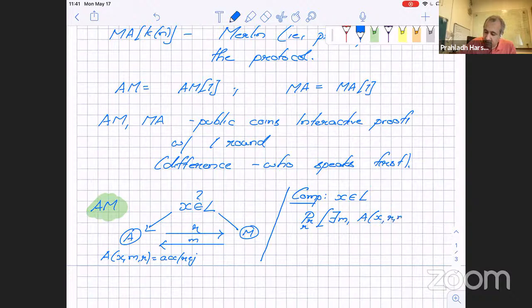Respect the order in which they come. Accept should be greater than 2/3. And soundness says if X is not in L, then the probability over R that there exists an M such that A(X, R, M) equals accept should be less than or equal to 1/3.